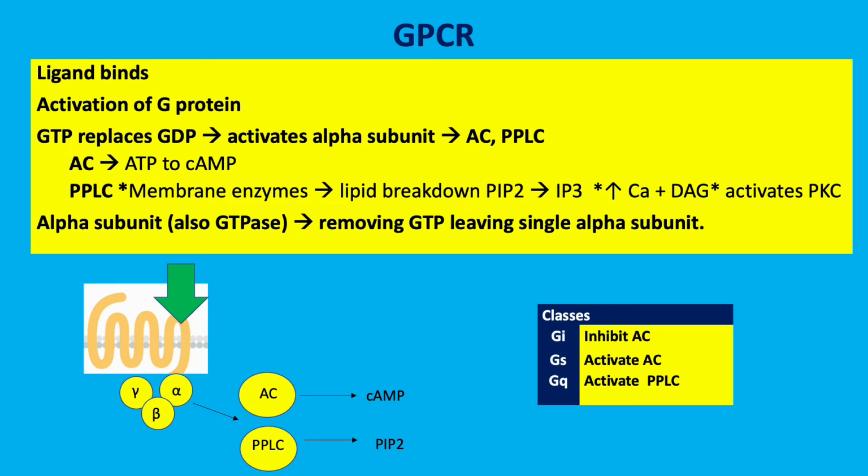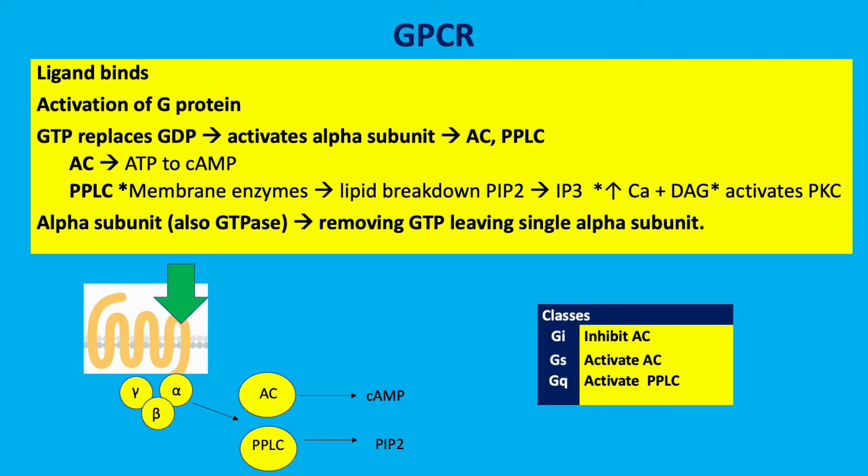G-protein coupled receptors are an essential receptor. They are also known as serpentine receptors. They have 7 transmembrane spanning domains. Outside the cell, they have a ligand binding site. Inside the cell, they have alpha, beta, gamma domains. The alpha domain has GDP bound in the inactive state. Once the receptor is activated, the GDP is converted to GTP. So ligand binds, conformational change of the receptor, activation of GDP to GTP of the alpha subunit.